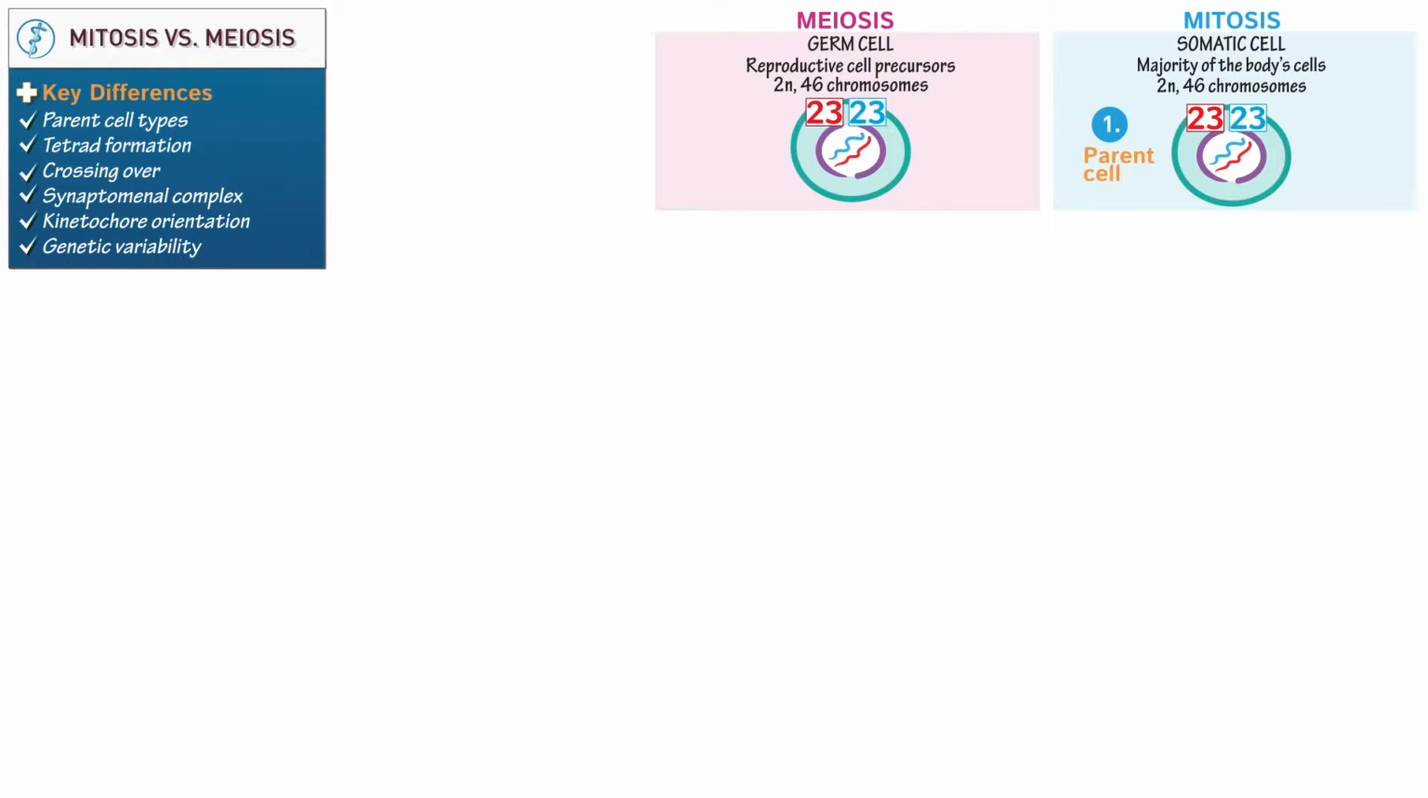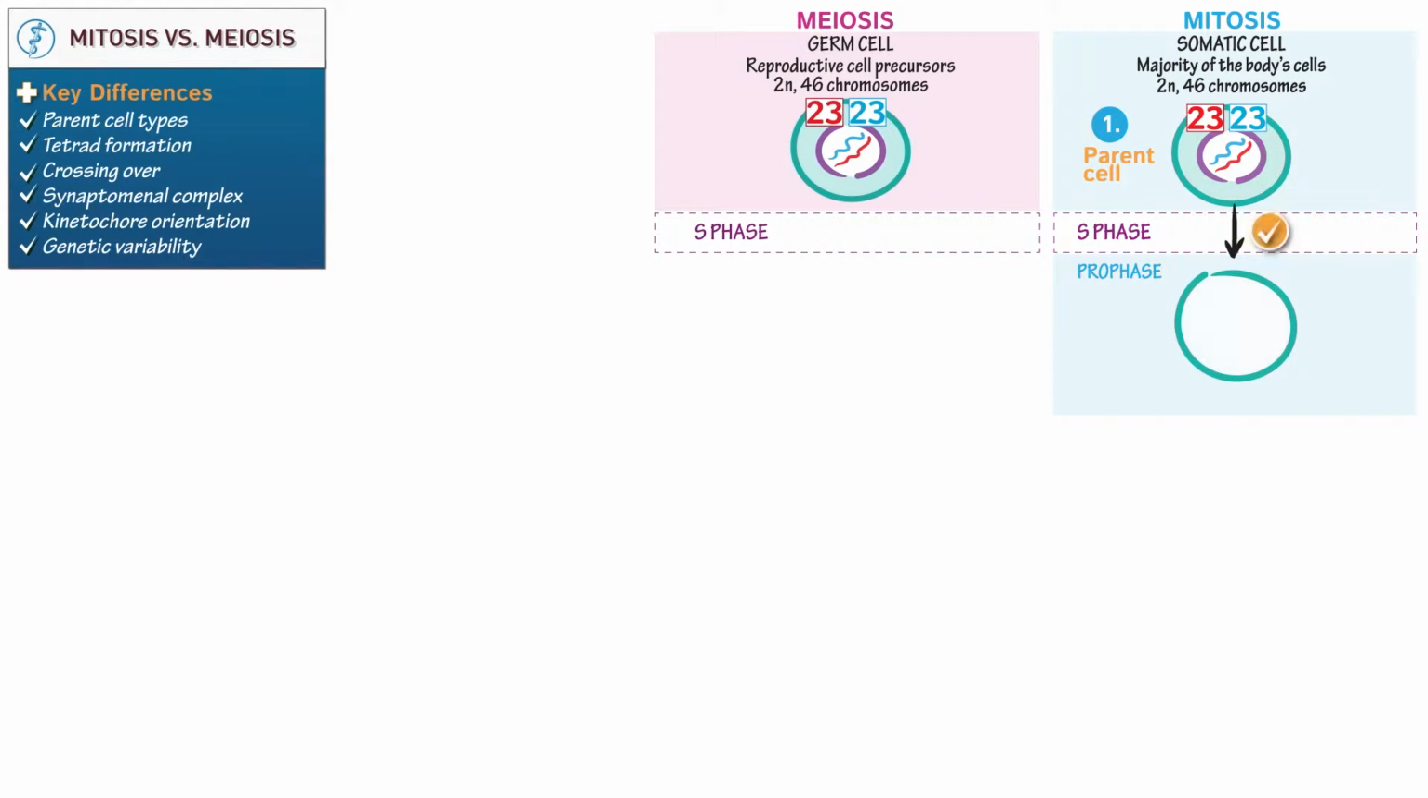Indicate that DNA replicates in the S phase of mitosis and meiosis. This step is identical in both processes. Draw our somatic parent cell in prophase of mitosis. Show that each condensed chromosome pairs with its duplicate at the centromere.